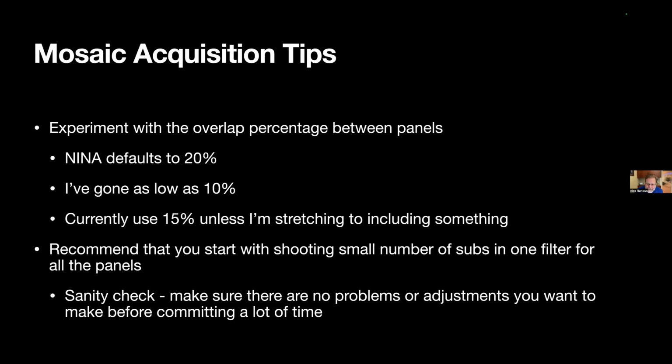You don't want to be in the situation where you just trust everything worked and spend a huge amount of time on panel one, then move to panel two, then 4 days later, 6 days later, you start assembling the mosaic and realize, oh, damn, this doesn't look great. I wish I would have done it a little bit differently. So I recommend you get the bare minimum of data, at least in one filter for all the panels, and construct a preliminary mosaic just as a sanity check to make sure everything is going the way you want it to.